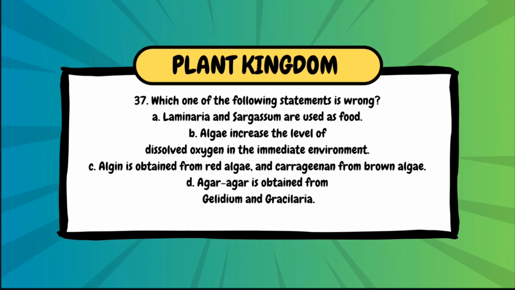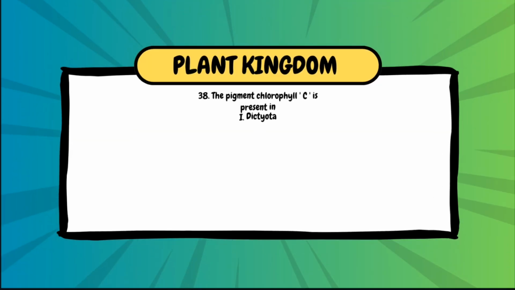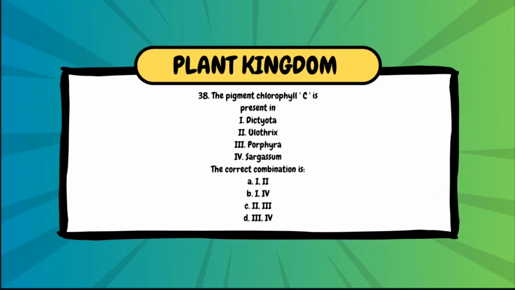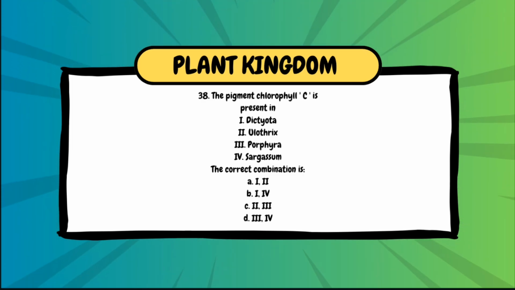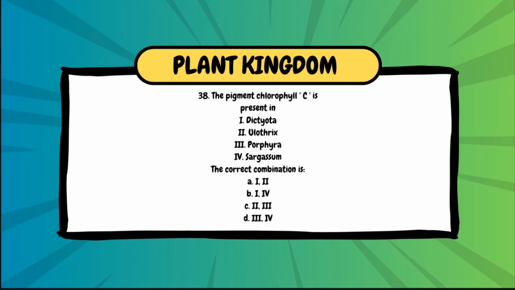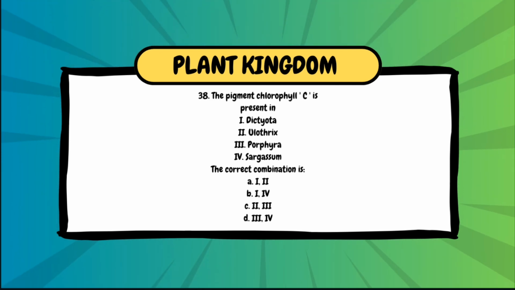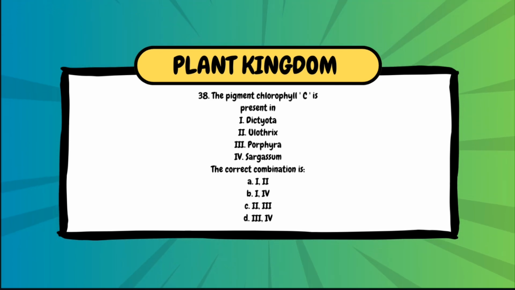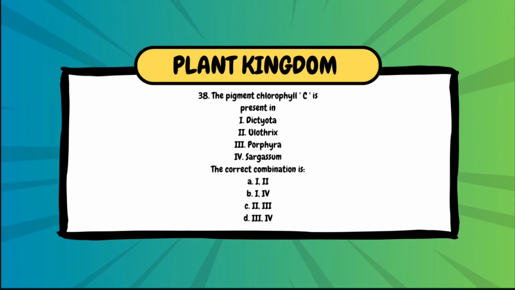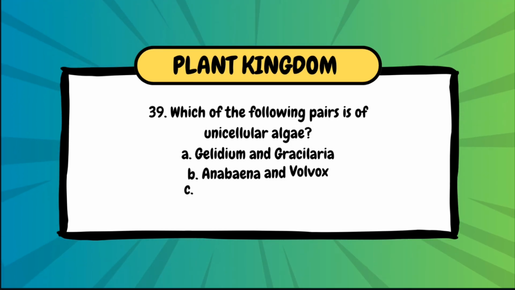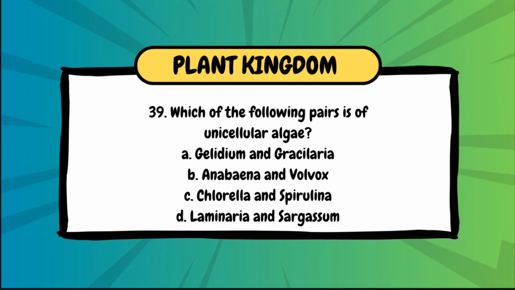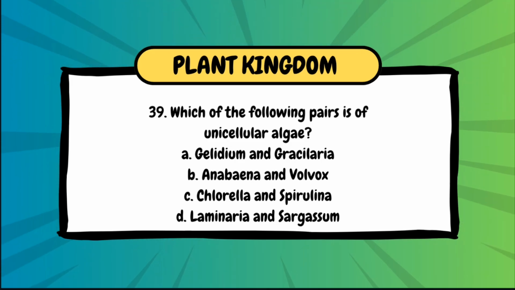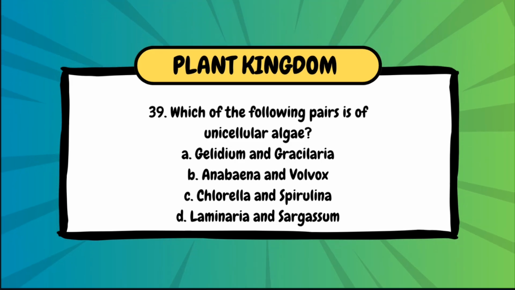Which one of the following? 38. The pigment chlorophyll C is present in 1. Dictyota, 2. Ectocarpus, 3. Porphyra, 4. Sargassum. The correct combination is A. 1 and 2. B. 1, 4 and 2. C. 3. D. 3 and 4. 39. Which of the following pairs is of unicellular algae? A. Gelidium and Gracilaria. B. Anabaena and Volvox. C. Chlorella and Spirulina. D. Laminaria and Sargassum.